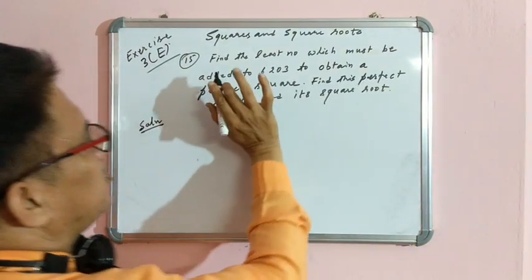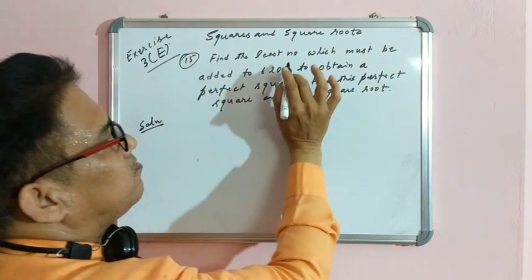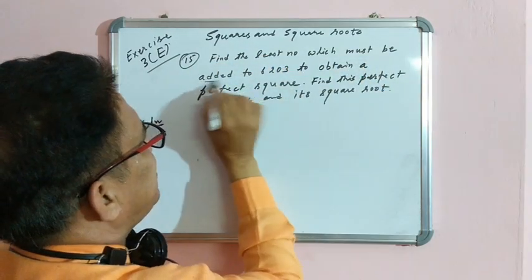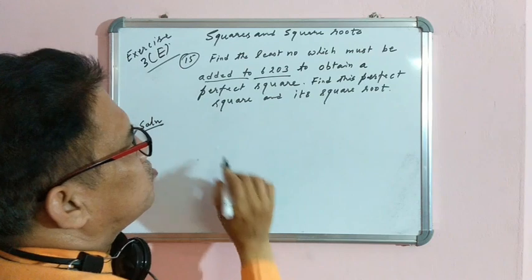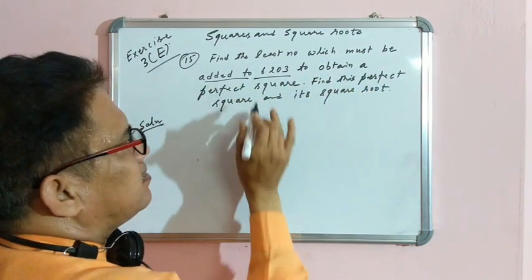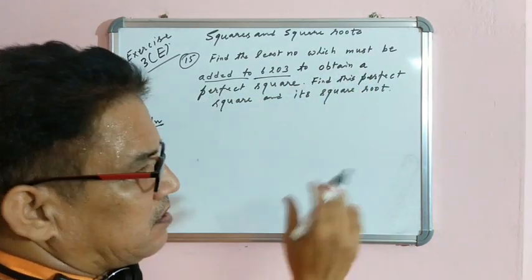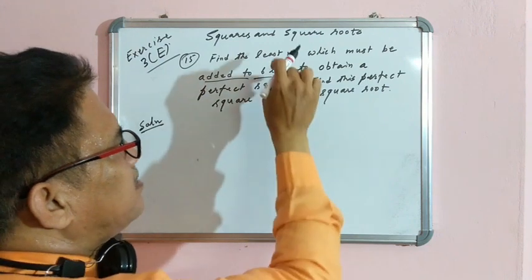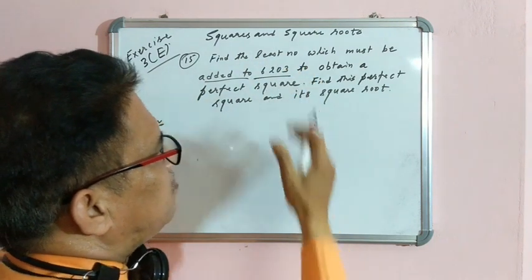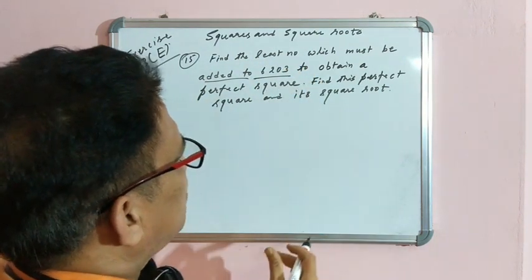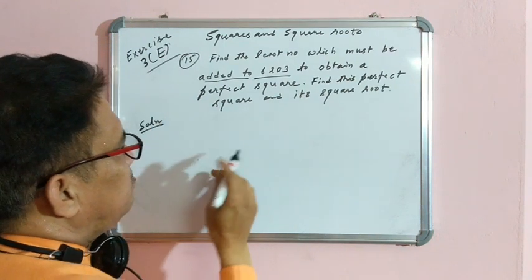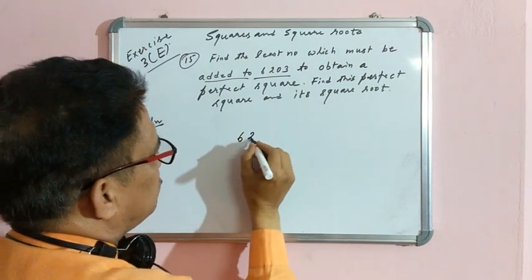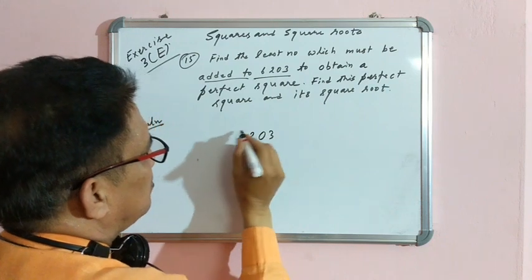Now here our question is, find the least number which must be added to 6203 to obtain a perfect square. Earlier we have been doing subtraction, but here we have to add to this so that the new number will become a perfect square. So again we will try to find out the square root of 6203. So let us see.